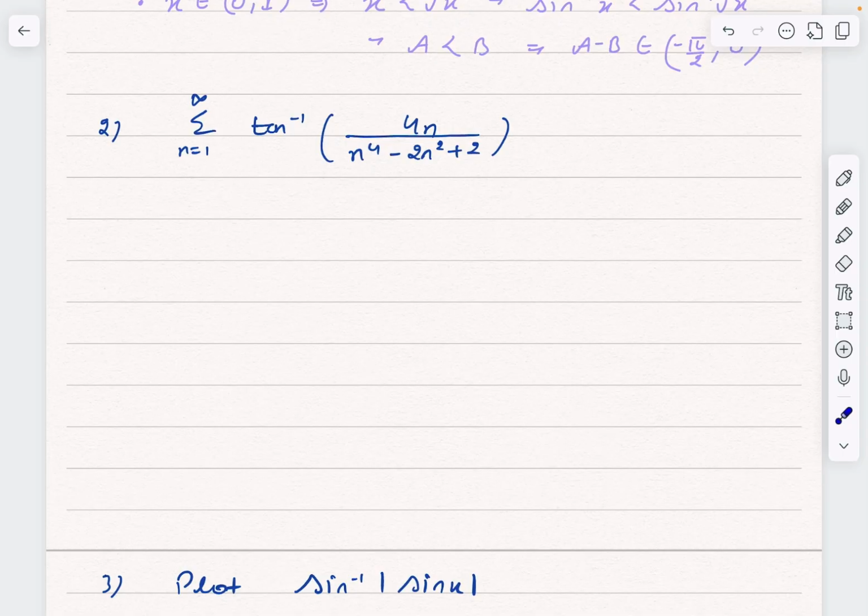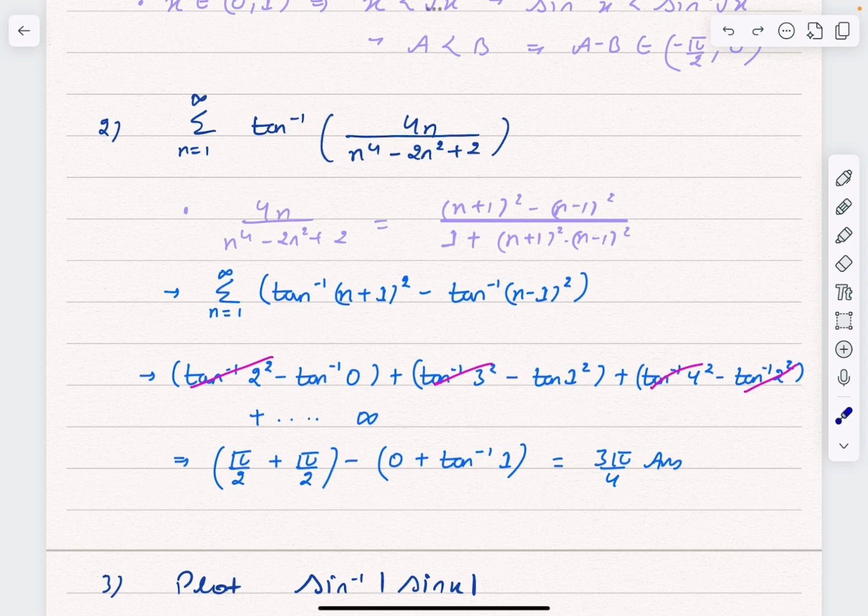A good series problem: summation n from 1 to infinity of tan inverse of 4n by n power 4 minus 2n square plus 2. You can pause the video and give it a try. Let us start the discussion now.